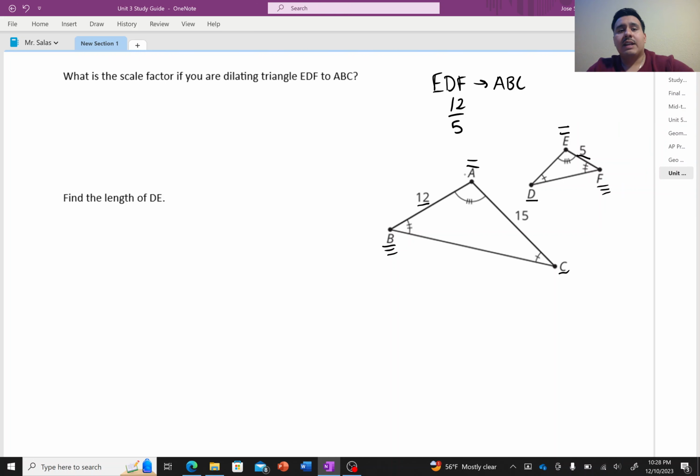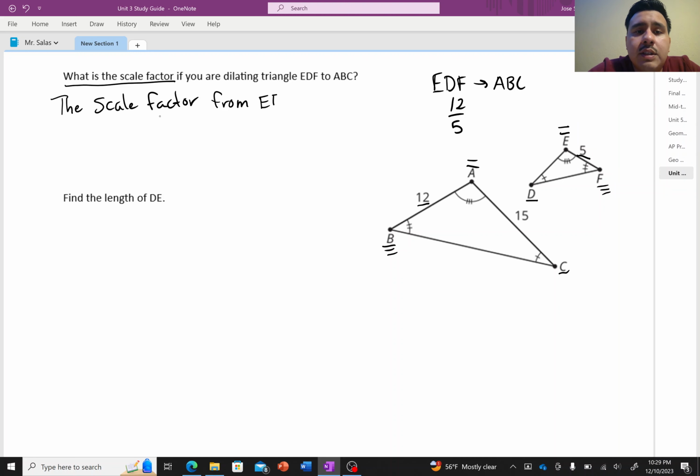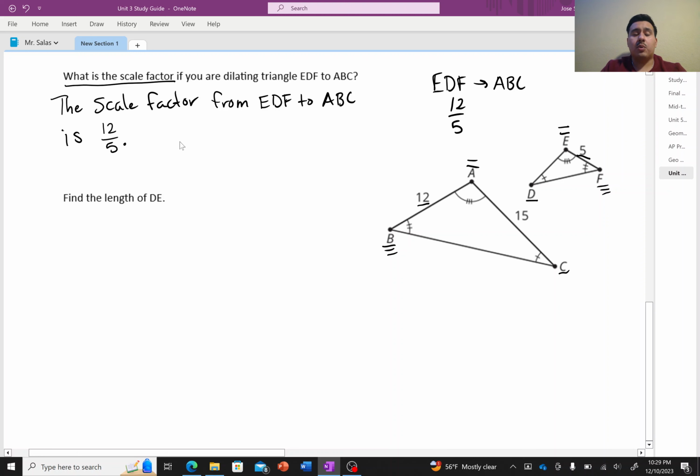This is my solution for my first question, because my first question was asking me, what is the scale factor? Okay, so I'm going to write it out in a complete sentence. That way, I get full credit for writing it out in a complete sentence. So, the scale factor from EDF to ABC is 12/5.